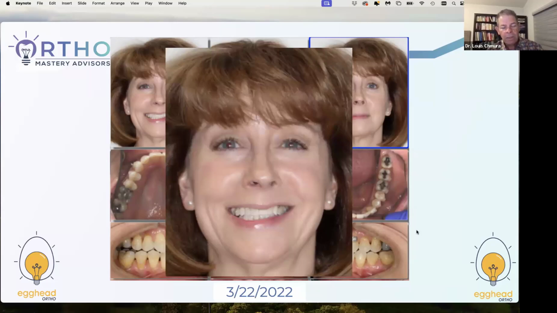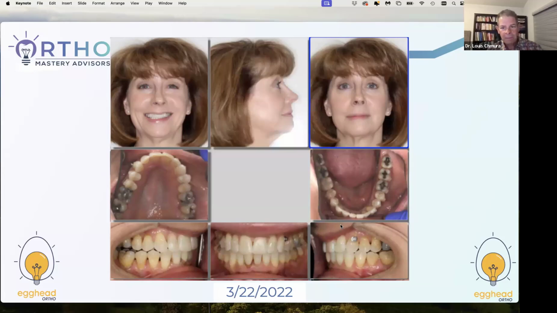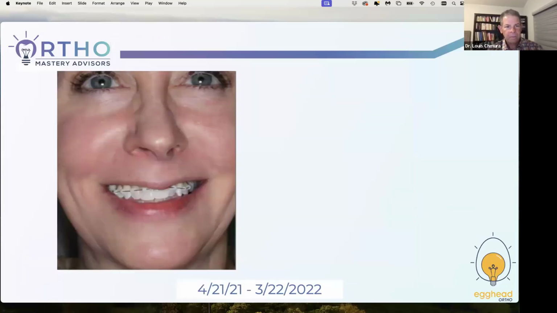So you can see we improved the smile arc. We didn't get it perfect. We improved the cant dramatically. We improved the alignment dramatically. This wasn't when she was done. This was when she was in her final adjustment.